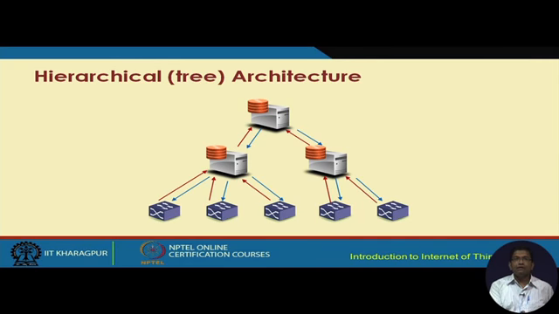Then we can have other architectures. This is the hierarchical or tree architecture, and I do not need to elaborate further, as it is quite obvious. We have these different switches, and the controllers are placed hierarchically and connected to these switches in a tree-like fashion, and we have the packet-in message and the corresponding flow rule coming back for each of these connections.